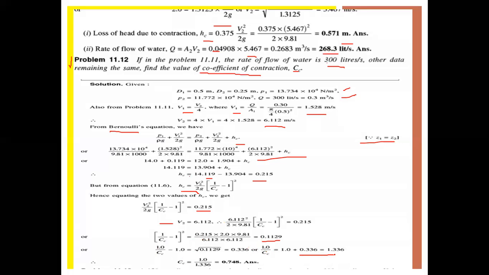So finally the value of Cc is 1.336. Sorry, 1.336. Since it is 1 by Cc, reversing it gives 1 by 1.336, which is equal to 0.748, the value of the coefficient of contraction. So like this you have to do it for the Cc problems, coefficient of contraction. This is the formula.